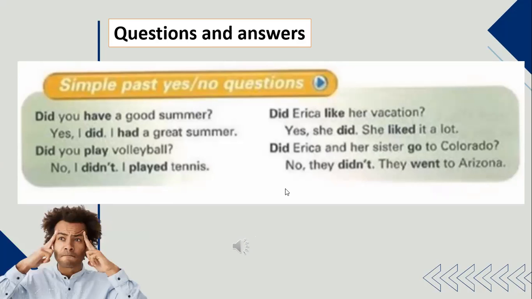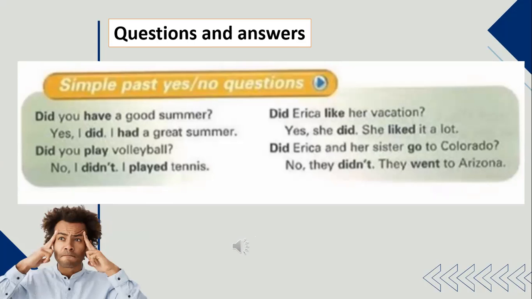Simple past yes, no questions. Did you have a good summer? Yes, I did. I had a great summer. Did you play volleyball? No, I didn't. I played tennis.